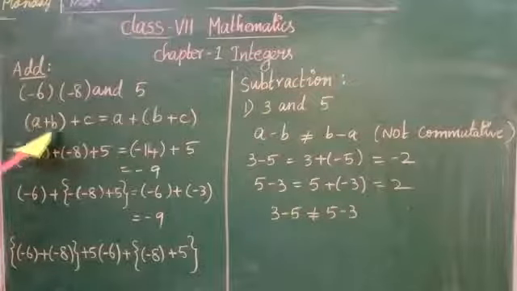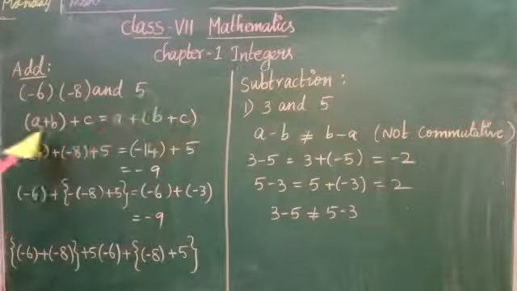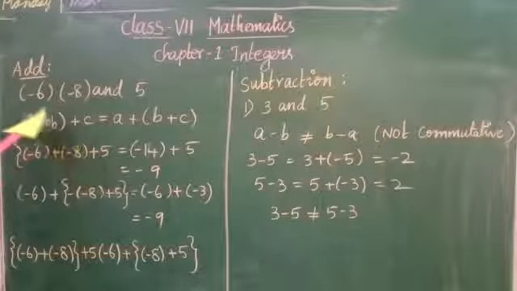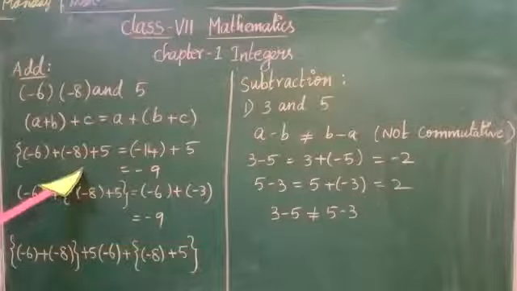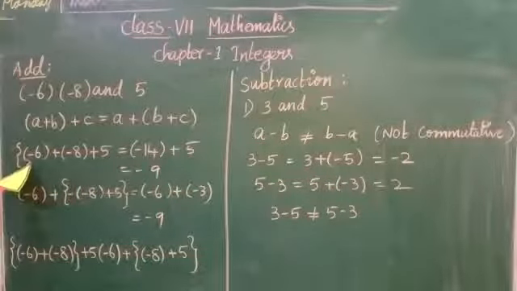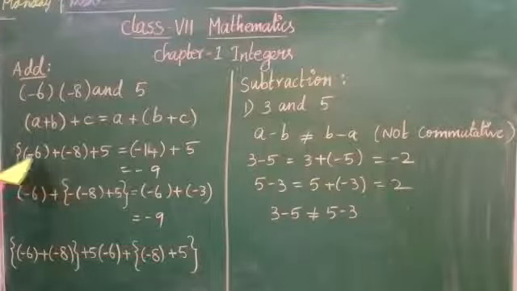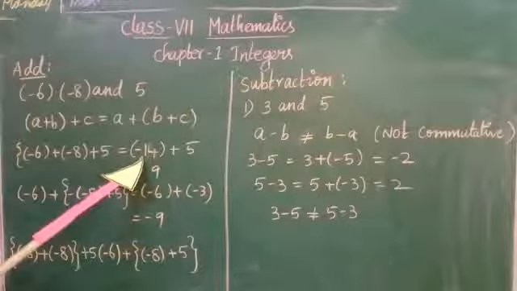So (A + B) + C is equal to A + (B + C). Now we have to substitute the values of A, B, C. The A value is minus 6 and the B value is minus 8. First we add the brackets according to the sign. So minus 6, minus 8: minus into minus is a plus. When you add 6 plus 8, the answer will be 14. Isn't it, children? The answer will be 14.